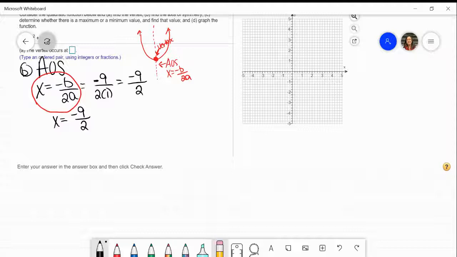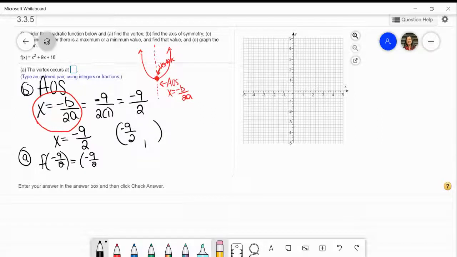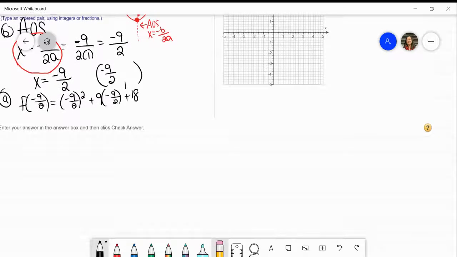But because I have my axis of symmetry, I can now go back and find my vertex. Your vertex is a coordinate, right? So I have -9/2. That's actually my x coordinate for my vertex. So to find that y coordinate, what I could do is take that -9/2 and plug that into the function. And the actual equation is -9/2 squared plus 9 times -9/2 plus 18. I don't have a calculator, so you can fast forward through this if you need to. But what I'm going to do is come to the side and actually work this out.